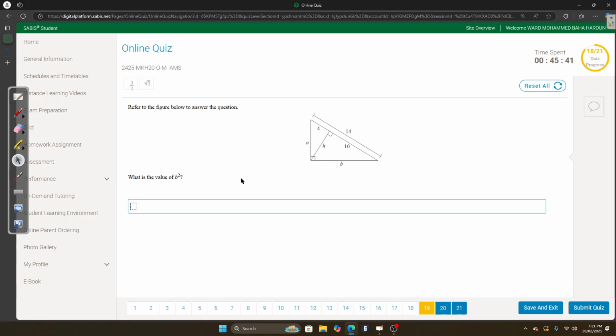Okay, for this question, let me just check the formulas. The geometry is hard, like very hard.